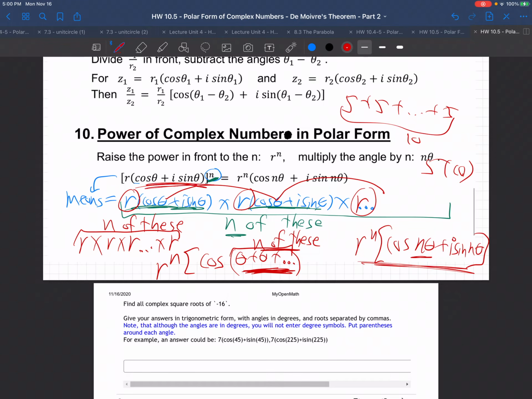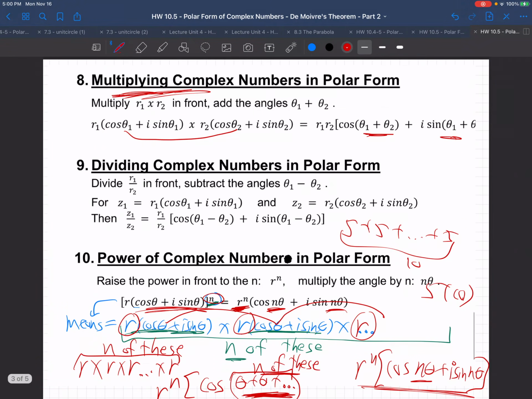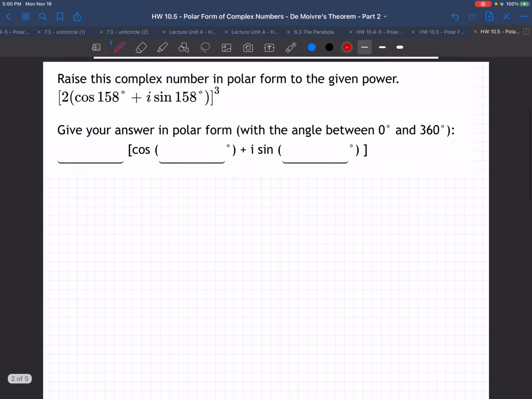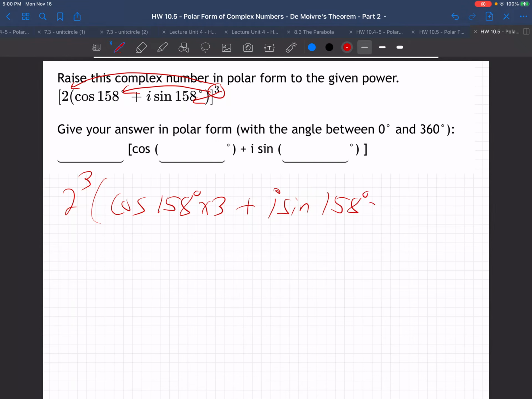If you want to take a complex number to the nth power, you just do the power on the front and you just multiply the angles by that power. That just comes straight from the multiplying rule because powers are just repeated multiplying. All right, so let's do it. We just take the 3 power and put it right on the 2. So 2 to the third, it's going to be 8 in a minute, times the cosine. And what do we do with the 3 here? We multiply the angles. 158 times 3 plus i sine of the exact same thing.